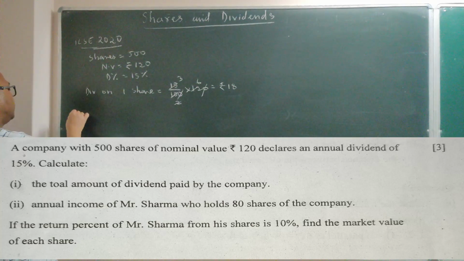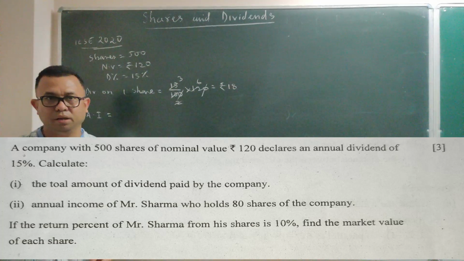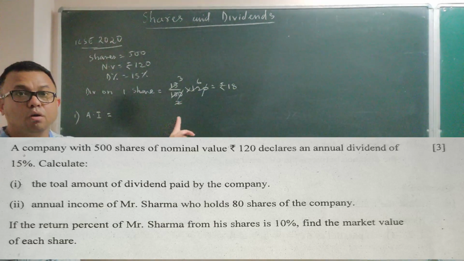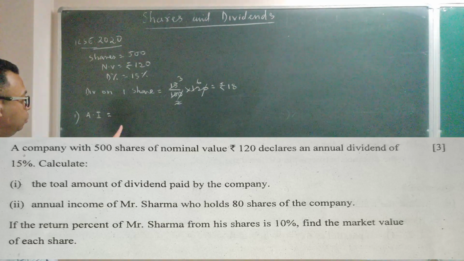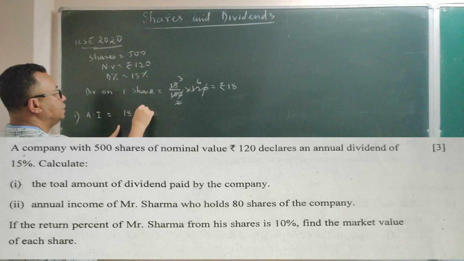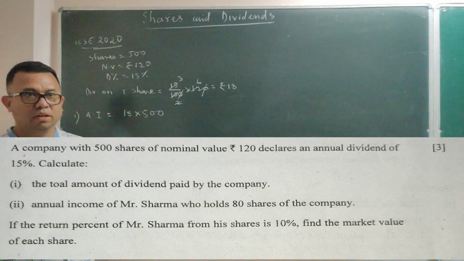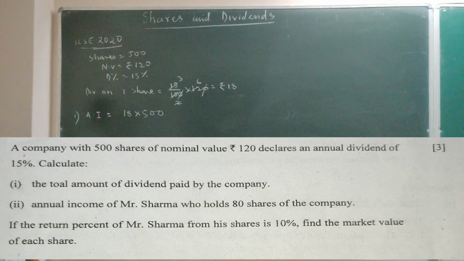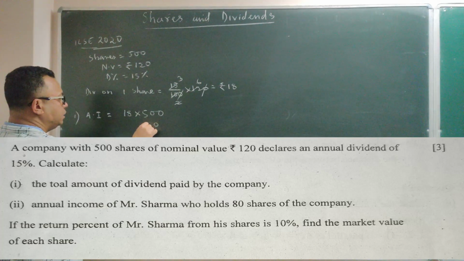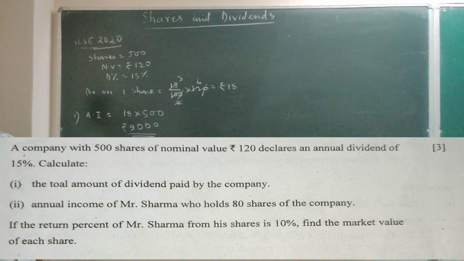Now I'll answer the first question, which is telling you to find the annual income, and annual income is dividend on one share into number of shares. Again, I am not writing the formula here. You know dividend on one share is 18 rupees into number of shares, which is 500. So if I multiply, I'll get the total dividend. Don't forget, question number 1 is asking for the total dividend. Total dividend means annual income. As I multiply, 0 and 0, this is what is there. 9,000 rupees is the total dividend announced by the company, because here we are doing it for the company.